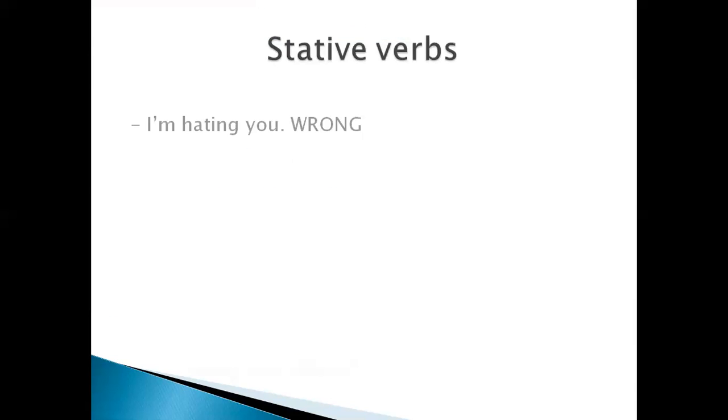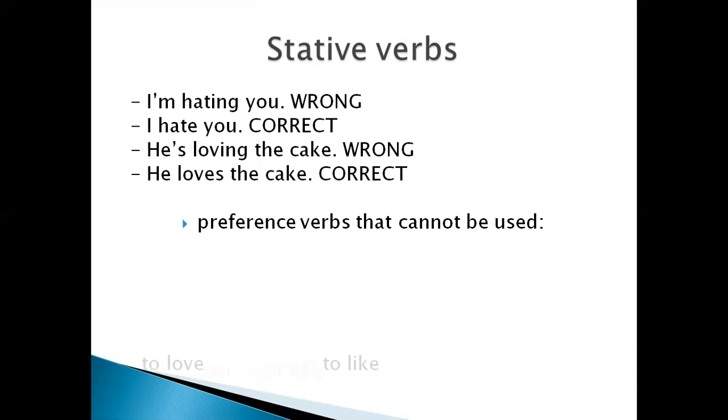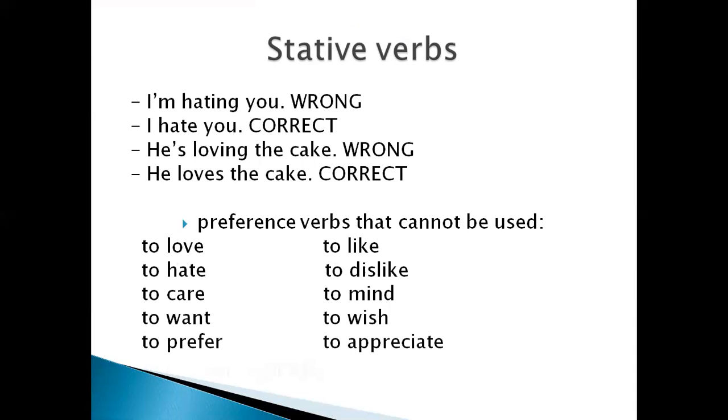We cannot use this tense or any other continuous tense with stative verbs. Verbs not used in the present continuous. There are many verbs that cannot be used. These are verbs that are not actions but describe states or preferences. For these verbs, we use the present simple. For example, I'm hating you, it's wrong. I hate you, it's right. He is loving the cake, it's wrong. She loves the cake, it's correct.